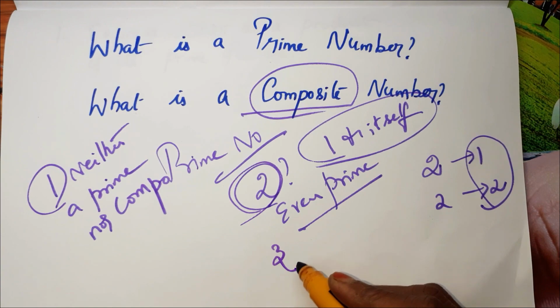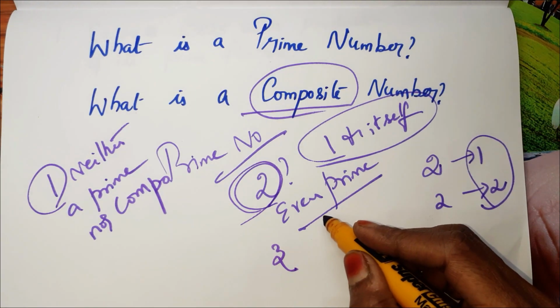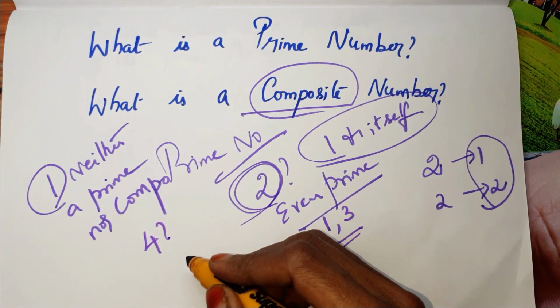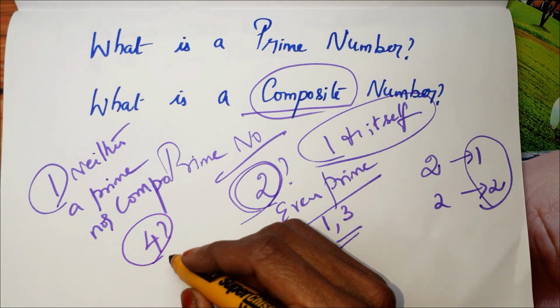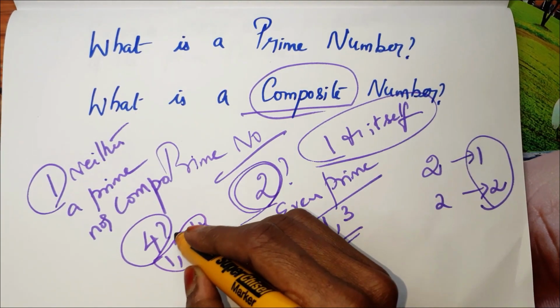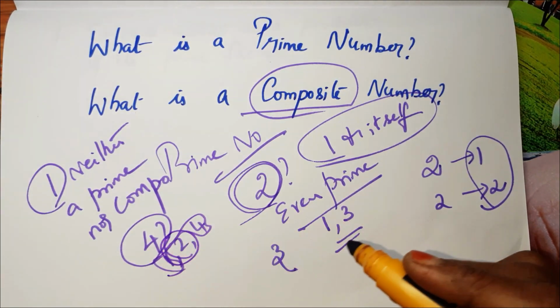Is 3 a prime number? Yes, because 3 has only two factors, 1 and 3. Is 4 a prime number? No, it is a composite number because it has factors 1, 2 and 4. Apart from 1 and 4, it has a different factor, 2.